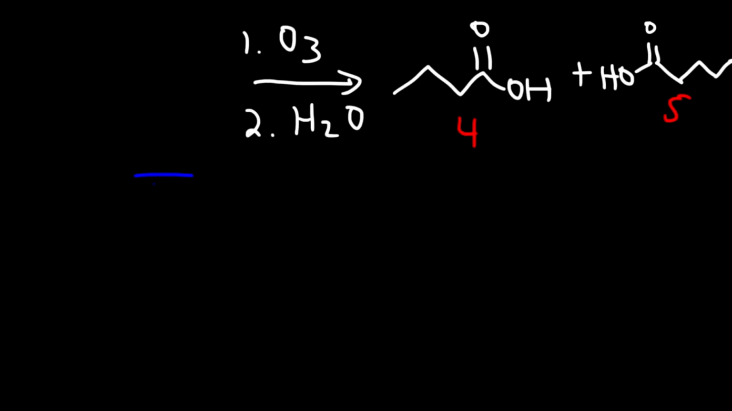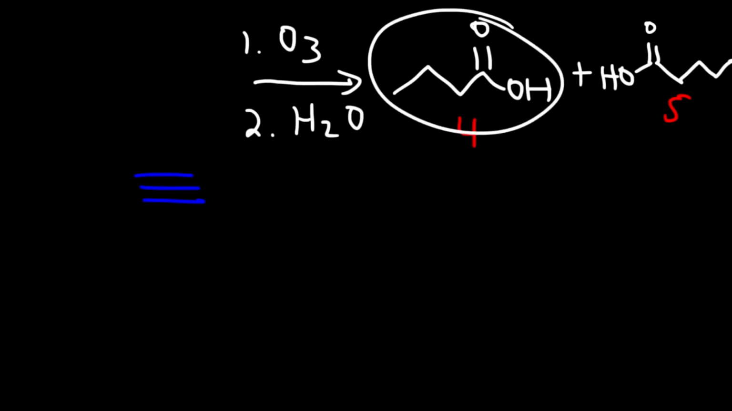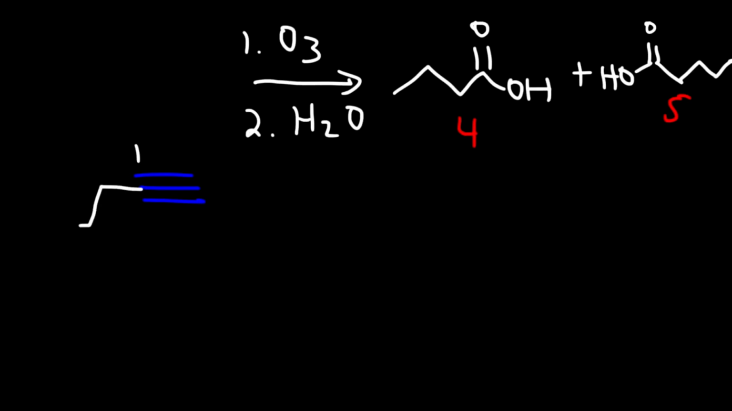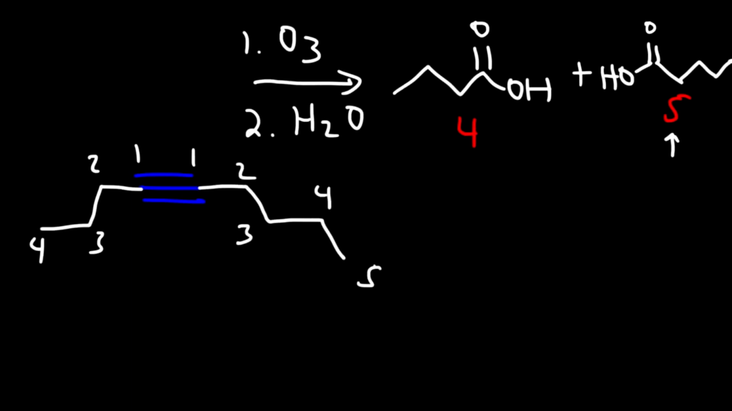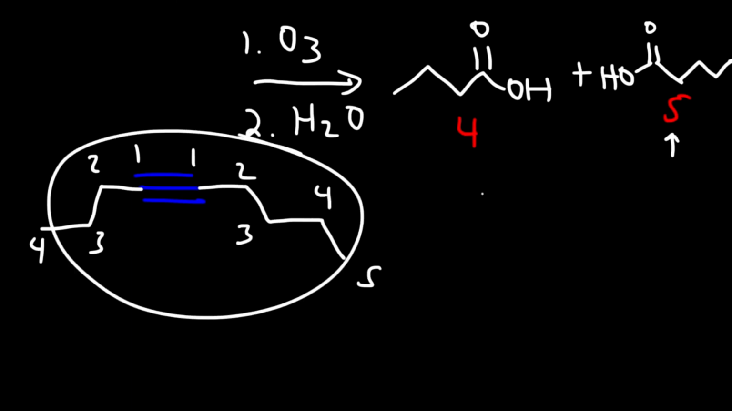So let's start with the triple bond. So on the left side we have 4 carbons. So if this is carbon 1, this will be 2, 3, 4. Now for the right side we have 5 carbons. So this is 1, 2, 3, 4, 5. So this is the original alkyne that will make these two products.